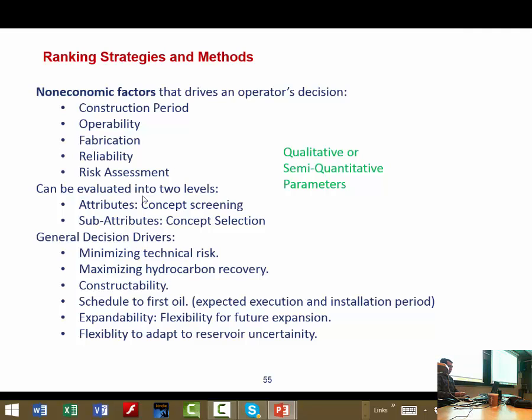General decision drivers for non-economic factors are mainly minimizing technical risk and maximizing hydrocarbon recovery. I mean, concepts that give you less risk would be a better concept. And constructability: a concept which has easier construction. For example, one of the benefits of a cylindrical unit is that it is just composed of flat plates and circular plates, which is quite easy for construction. But when you go to the shipyard, you have a very big challenge for making the bow and stern, which are the two end parts of the ship.